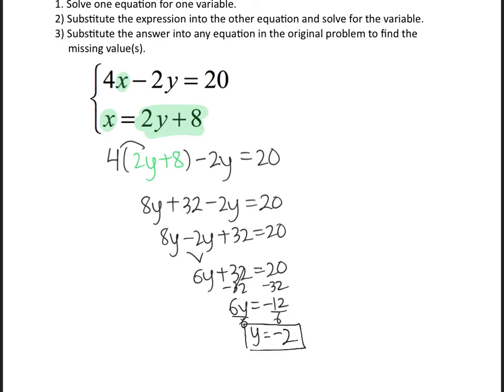Not done, because I need to find my other variable. And so here we're going to go back and solve for x, because we already have our y, and now we need to go back and solve for x. So here my y is equal to negative 2.